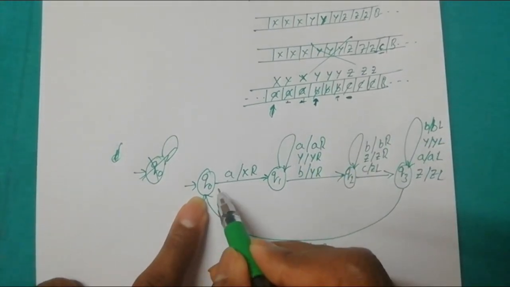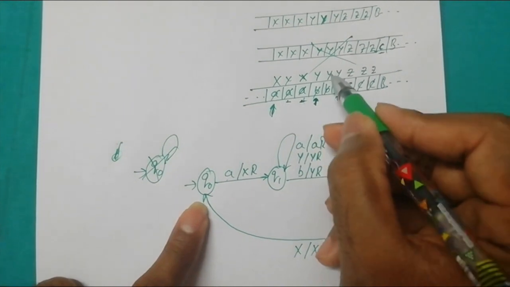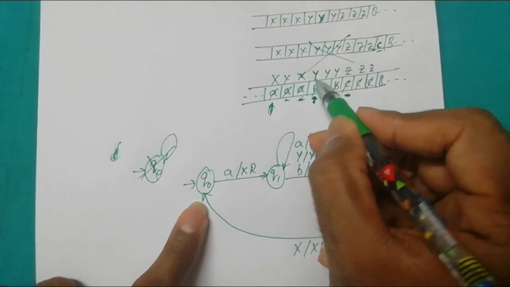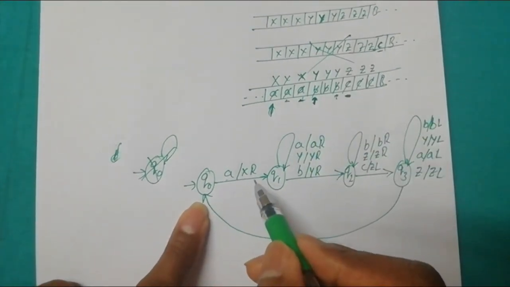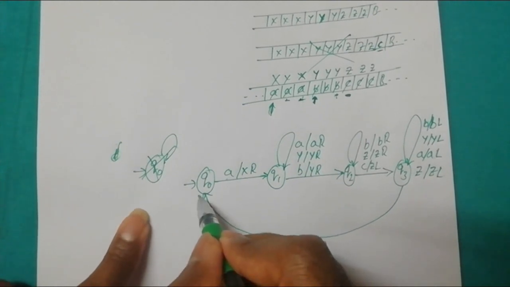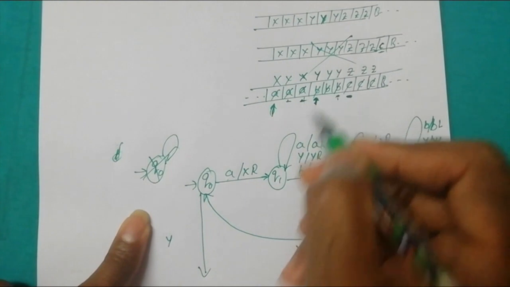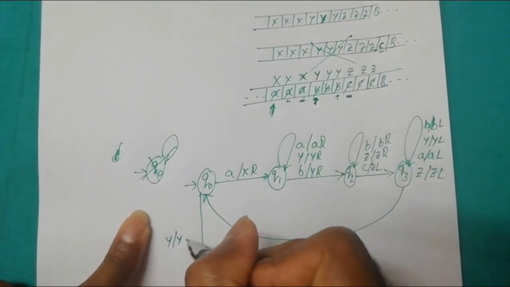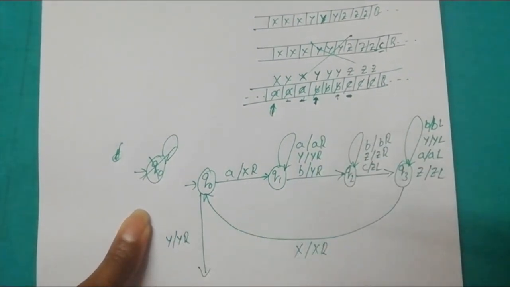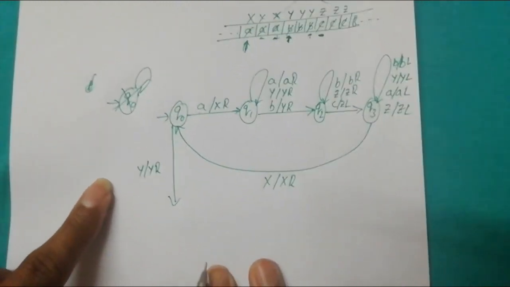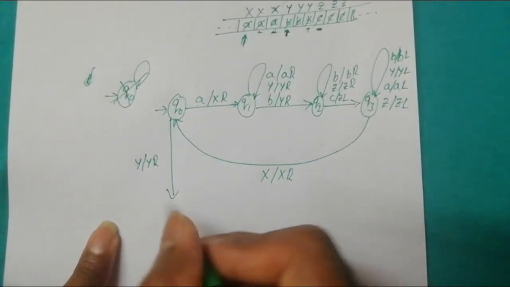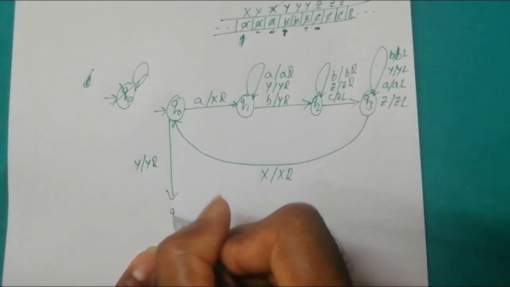Now q0 will come across with input symbol y for the first time instead of a. That means we have to define a new transition. q0 will come across with input tape symbol y. We just keep that symbol as it is and we move one cell to the right direction. Let us define some new state q4.